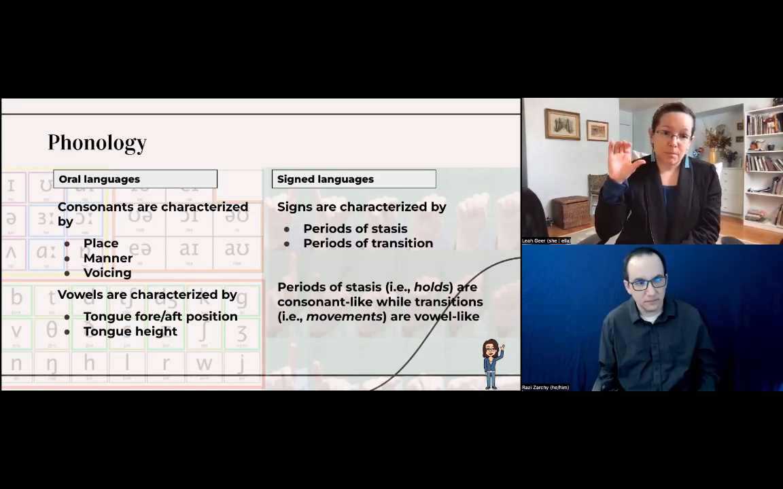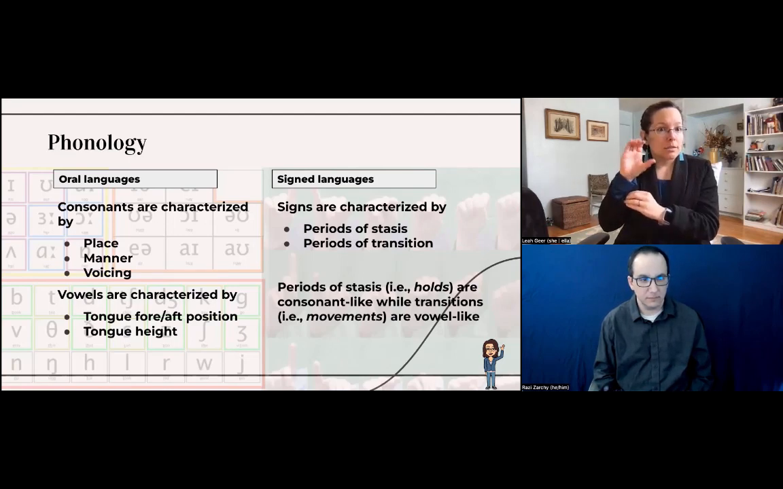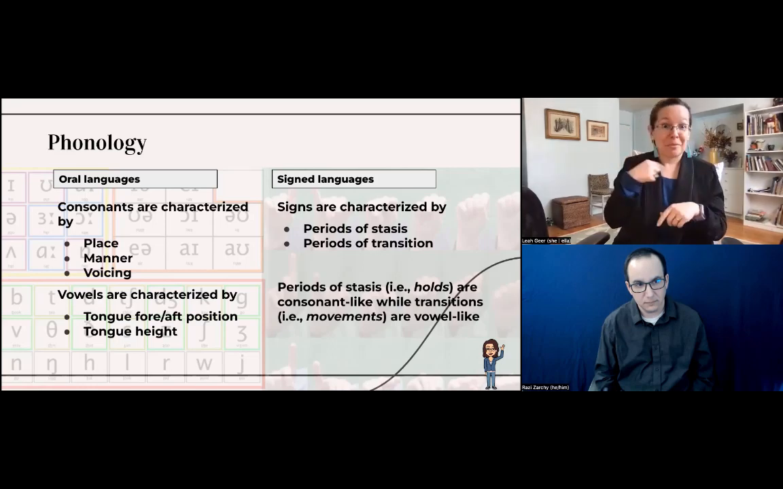So holds tend to represent more consonants. If you think of that, the parallel between oral and signed languages, consonants as a hold is almost like creates some sort of resistance in the mouth production, right? There's a stop of airflow, and once you release the airflow, that is then what creates the sound. We know this. Well, there is that period of buildup where there is no external air being produced. There's that sort of transition.